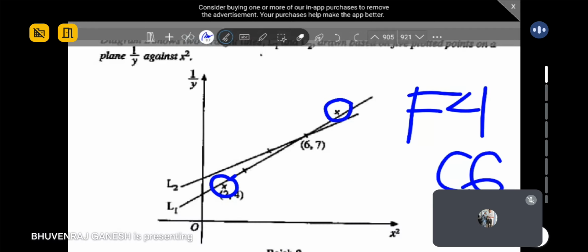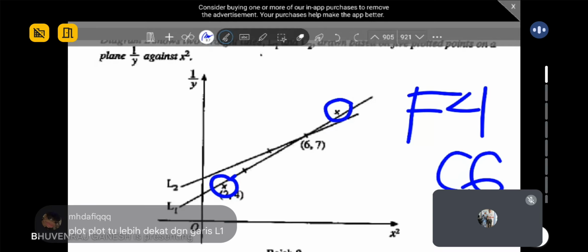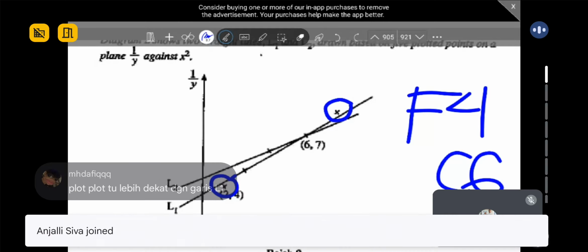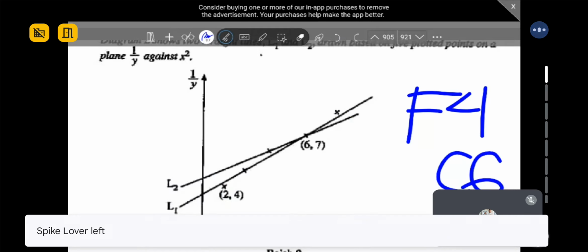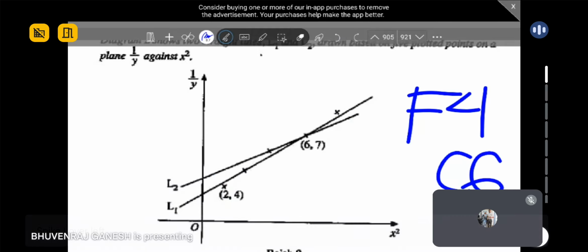Satu bawah, satu atas. So yang ni adalah ciri-ciri garis penyuaian terbaik. Best fit line concept. Okay? So that's why your L1 is the correct answer.